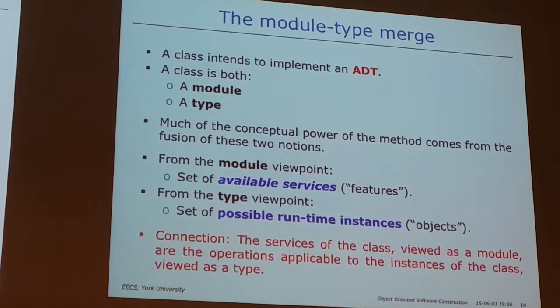And the type is really about what are the possible runtime instances, like what kind of points you have at runtime. So the crucial difference between module and type is, module is really about a static definition for your ADT or for your class, the kind of interface for your services. And the type is really about at runtime, what are the possible instantiations you might have for your classes. Okay, that's really the difference.